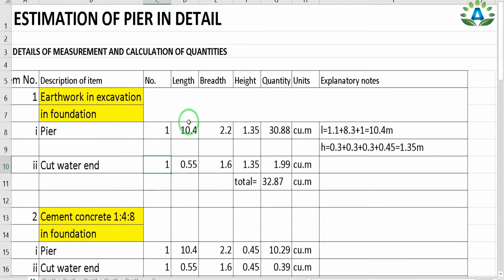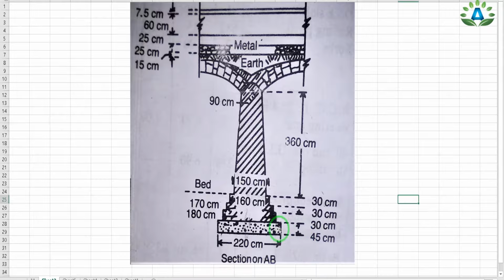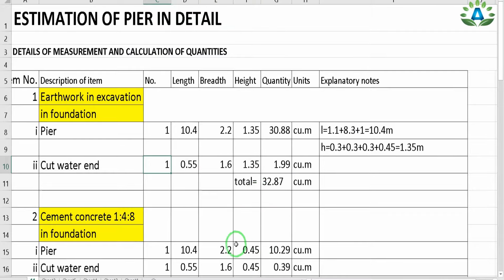So length equals 10.4 and the width is also the same, that is 2.2 meter, and only the height is different. The height equals this dotted portion, that is 45 centimeter or 0.45 meter. So we get 10.29 cubic meter.